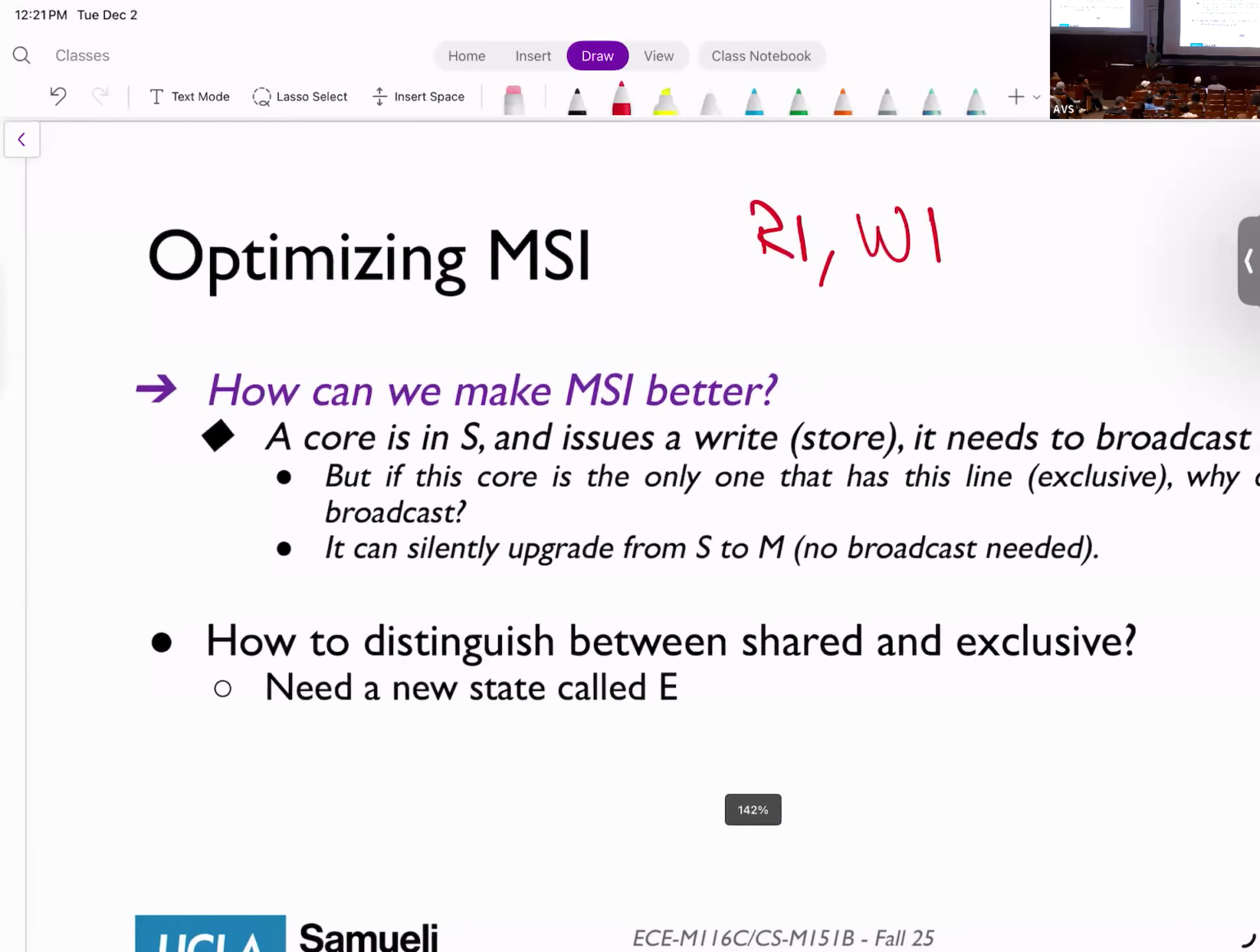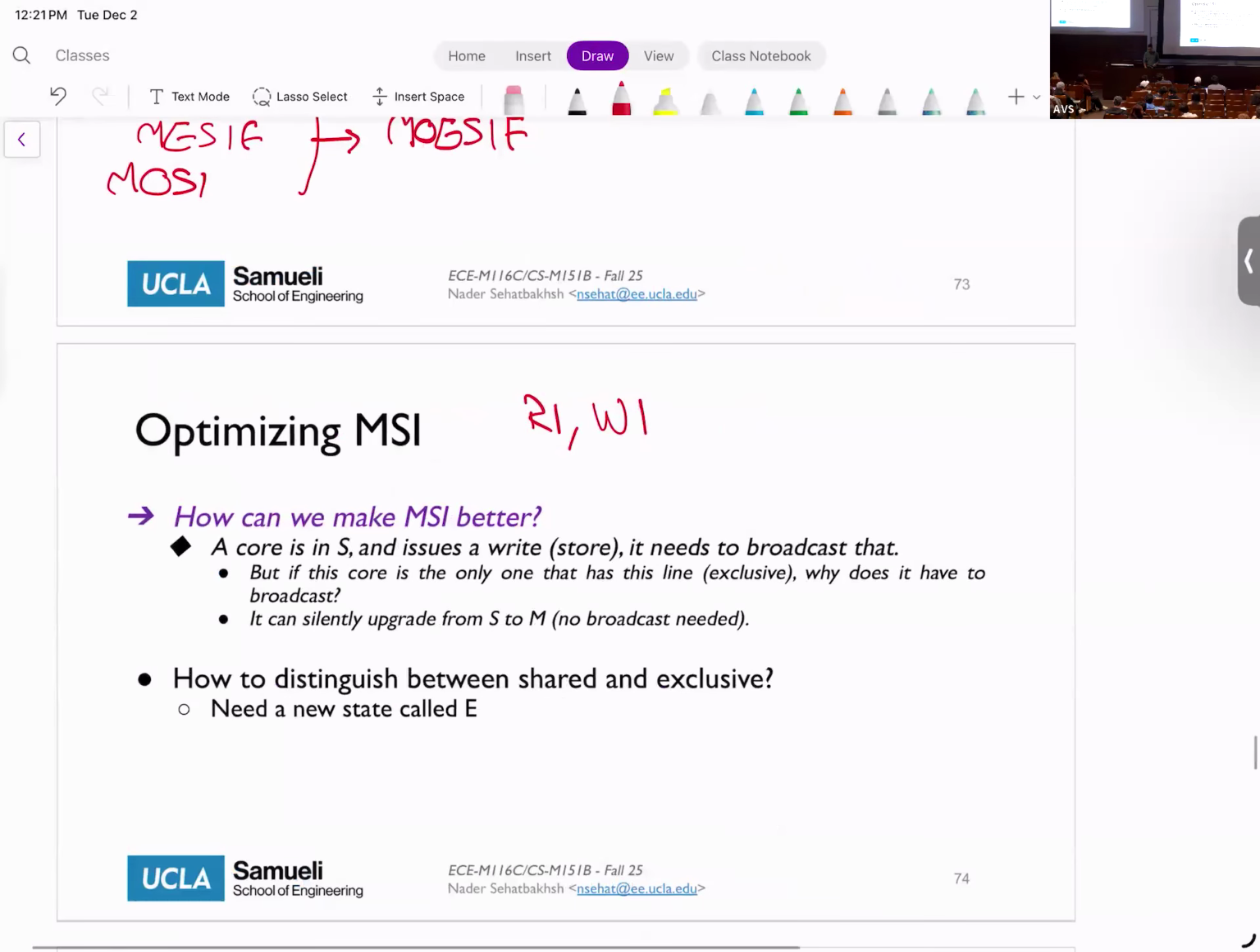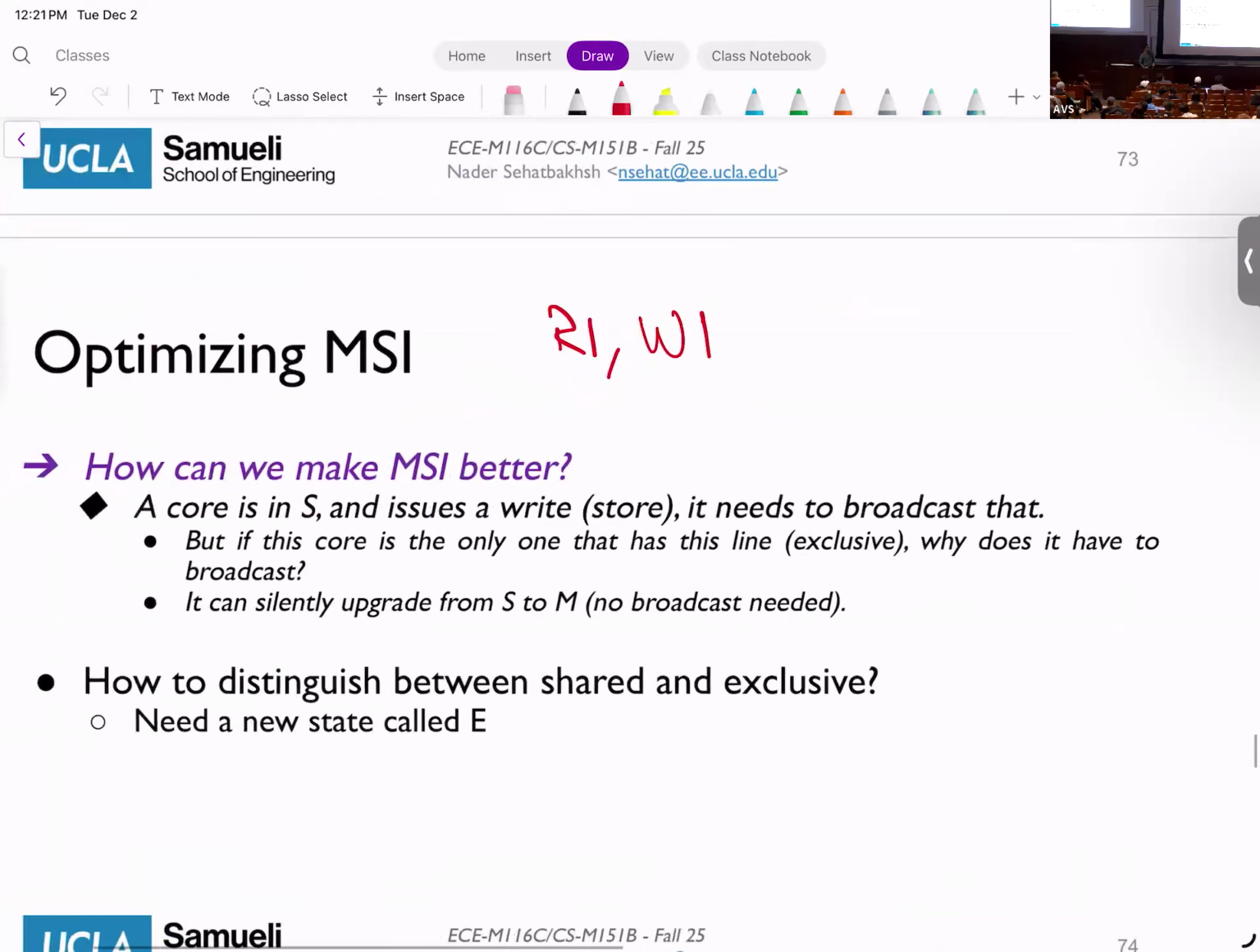Currently with MSI, whenever we have a write, we have to broadcast it to everyone else because we don't know whether or not others have a copy of that. If I'm in S, I have no idea if the other cores are also in S or they are in I. There is no way of distinguishing this. So if this core wants to go to M, it has to broadcast and tell everyone that I'm writing. So if you are in S, you have to invalidate, right?